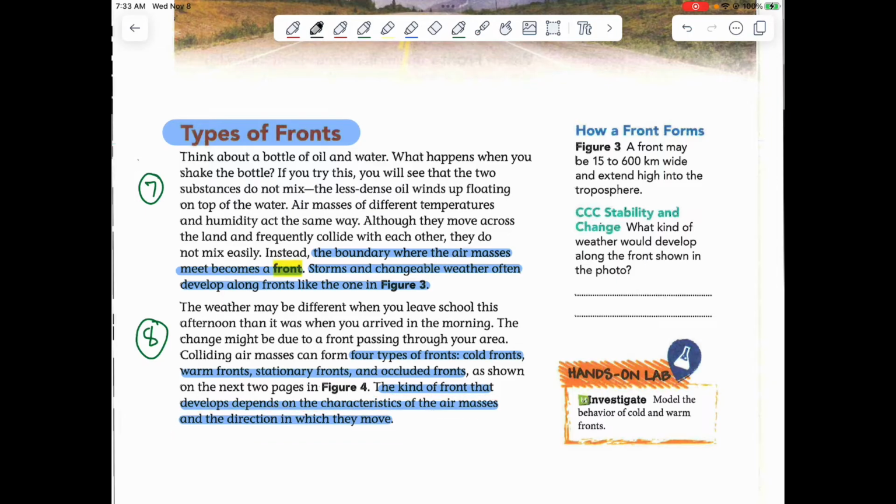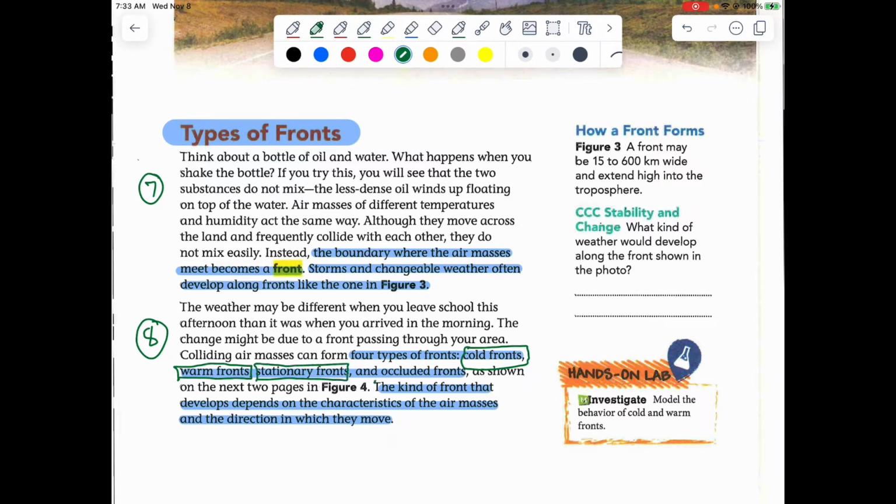Now, I forgot to do this. I'm going to do this right now. I'm going to turn on my green pen, and I want to make those 4 types of fronts stand out again. So I've got cold fronts. I've got warm fronts. I've got stationary fronts. And I've got occluded fronts. And I think those are really important, and I want them to stand out. So when I go back through, maybe study, look for an answer, I know those are going to pop right out at me, even out of the highlighted material.